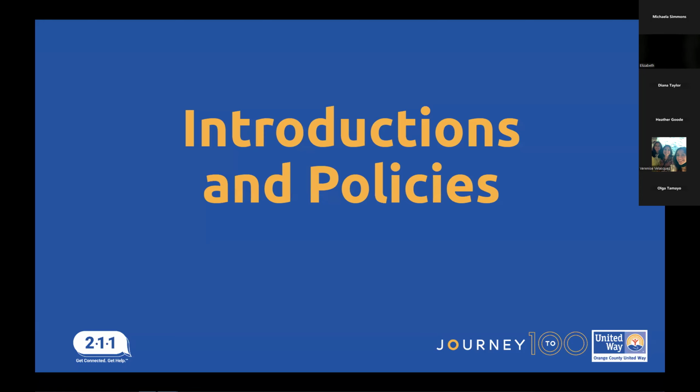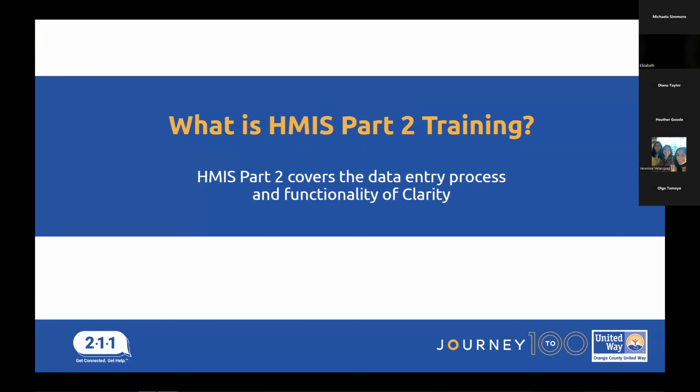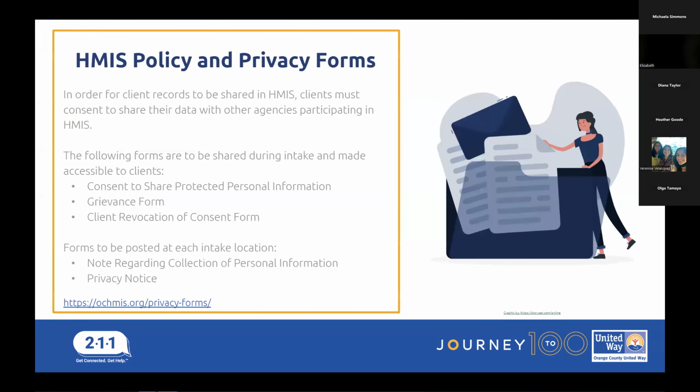First, we will introduce and discuss the policies associated with Part 2 training. What is Part 2? HMIS Part 2 training covers the data entry process and the different functionalities of Clarity, the software used for HMIS. HMIS policy and privacy forms are covered in the HMIS Part 1 online course, but we would also like to bring awareness in this training.